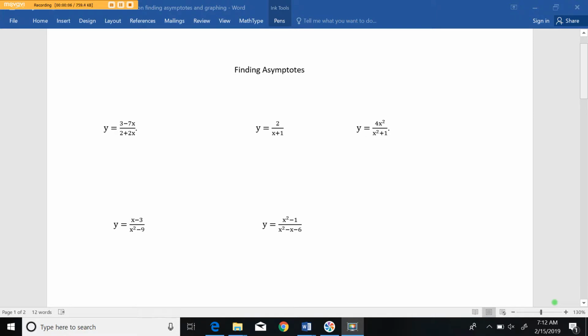I'm making this video to help explain how to find asymptotes, both vertical and horizontal, and we'll go through another example or two of using them to graph. So we're going to take a look at quite a few of these functions here. Let's take a look at this one right here.